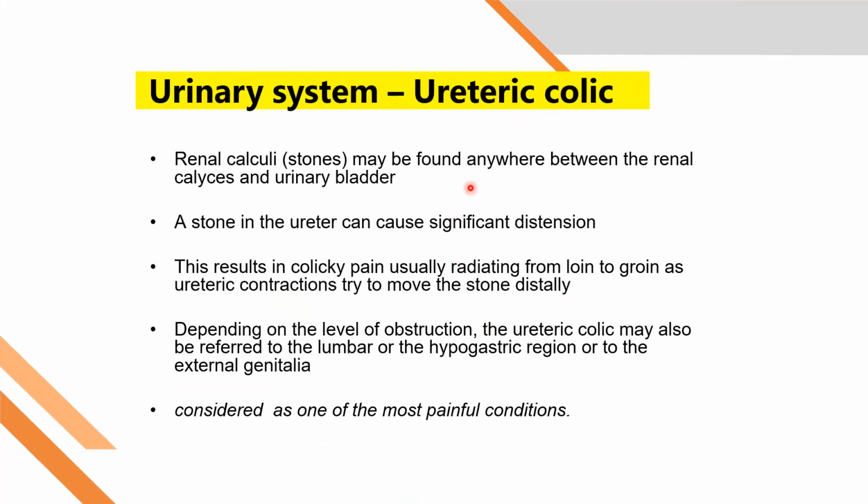And then ureteric colic is related to the renal stone. A renal calcified stone may be found anywhere between the renal calyces and the urinary bladder. A stone in the ureter can cause significant distension. This results in colicky pain, usually radiating from the loin to groin as ureteric contraction tries to move the stone distally. Depending on the level of obstruction, the ureteric colic may also be referred to the lumbar or hypogastric region or to the external genitalia. Ureteric colic is considered one of the most painful conditions.